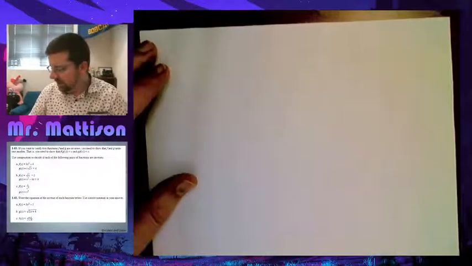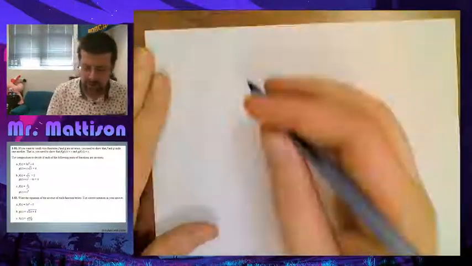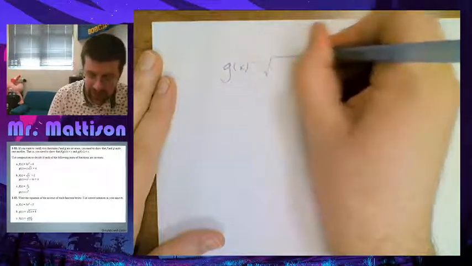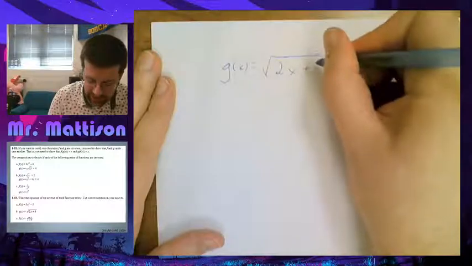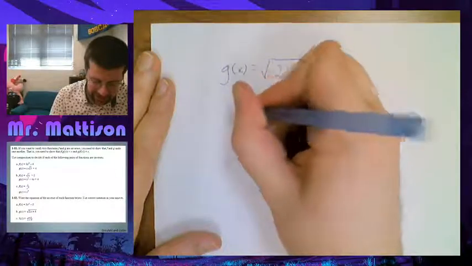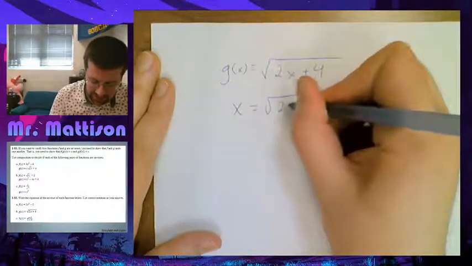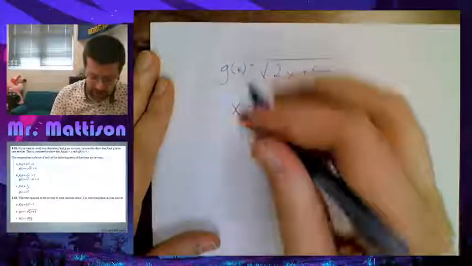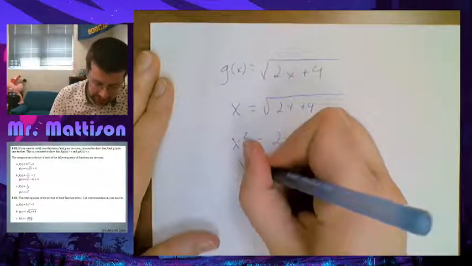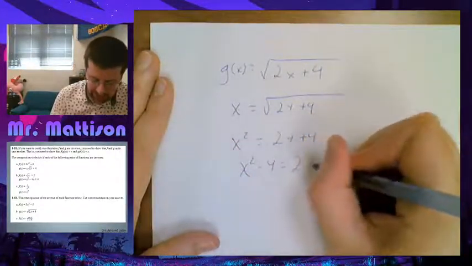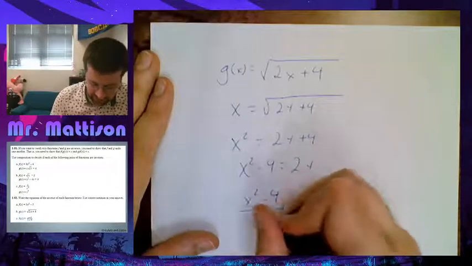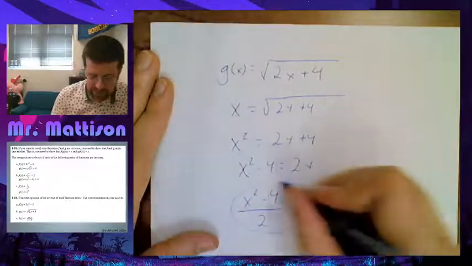So on part B, we say g of x is the square root of 2x plus 4. Okay, so if I want to find its inverse, this is basically y, so I can change it to x is equal to the square root of 2y plus 4. I could square both sides, and I get x squared equals 2y plus 4 minus 4. x squared minus 4 equals 2y. Divide everything by 2, and I get (x squared minus 4) over 2 equals y. And that would be my inverse.